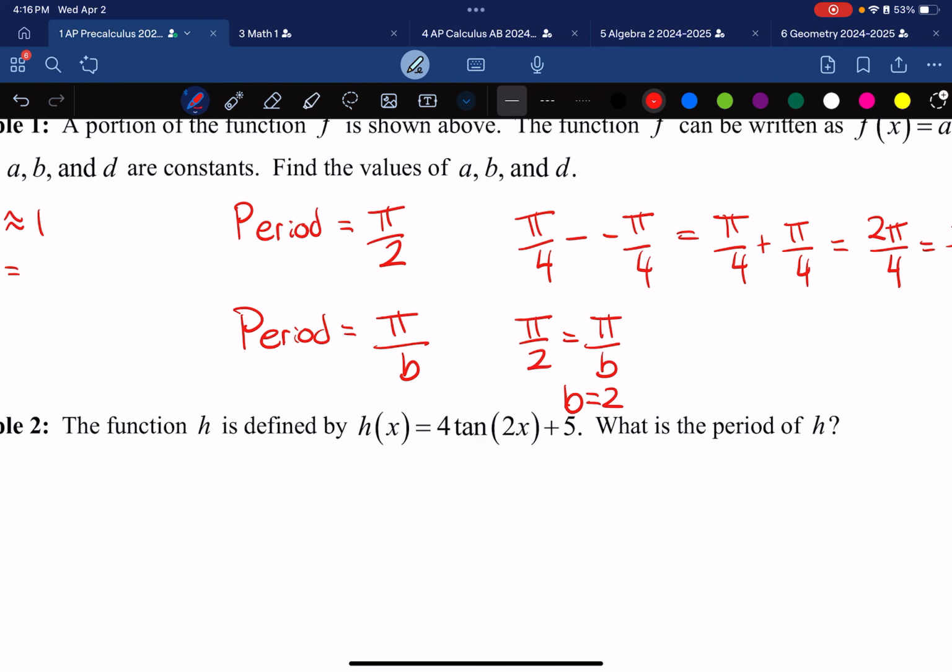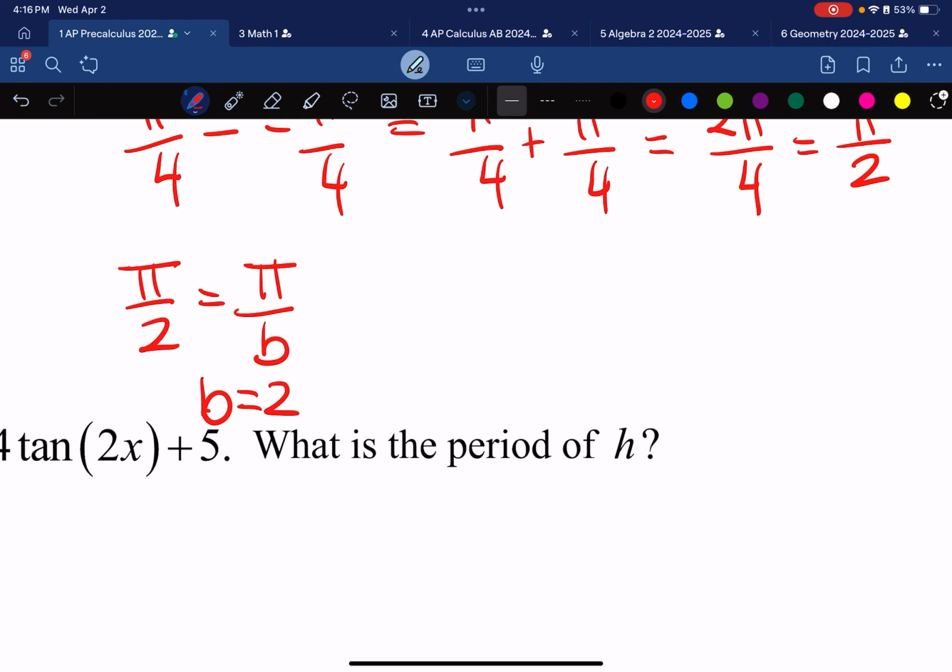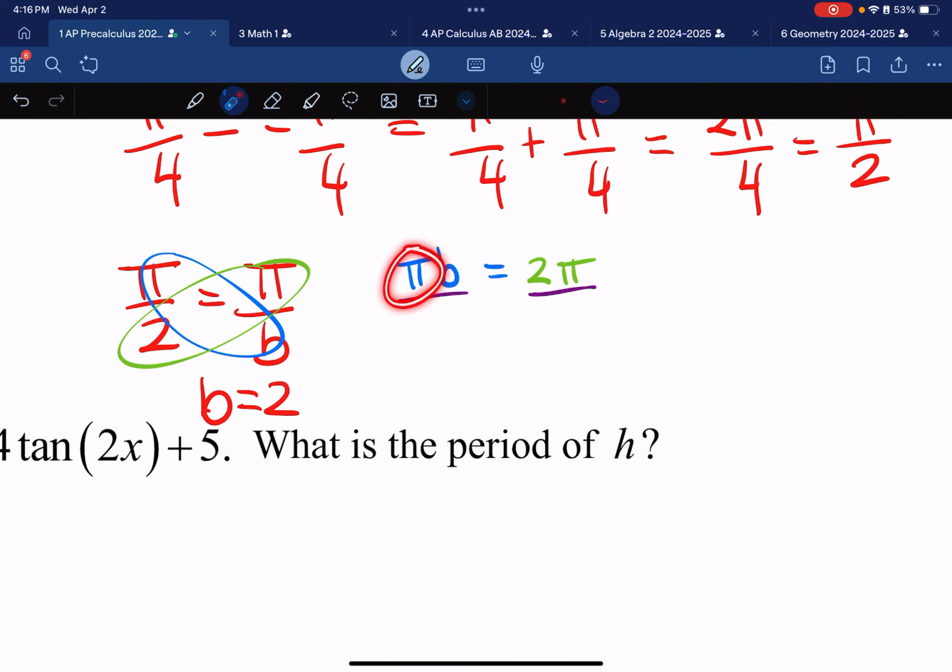But let's say you didn't know how to do that. Maybe it was something really hard and something even more hard on the right-hand side. You would cross multiply and say pi times b, and then you'd cross multiply the other direction and get 2 times pi, and then you divide both sides by whatever number is out front of b. In this case, it's pi. You'd say divide by pi, and those cross off. This one crosses off, and you can say, yes, I found that b is equal to 2 that way, by cross multiplying and solving.